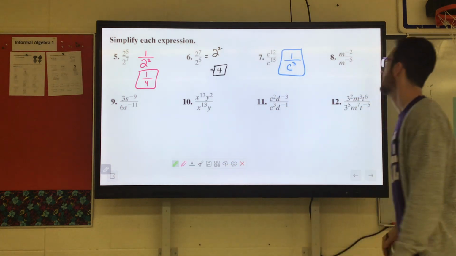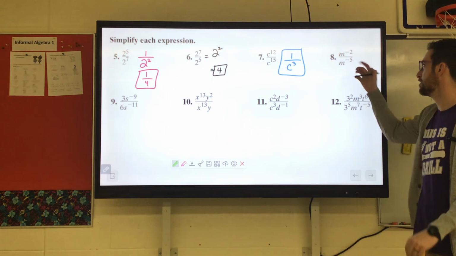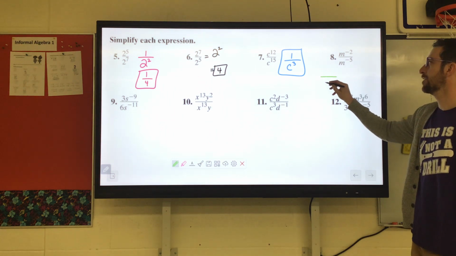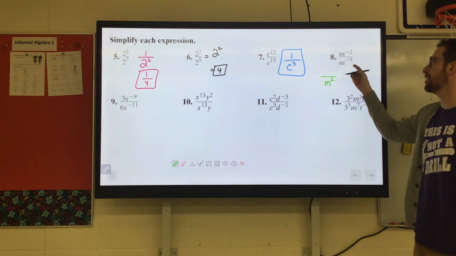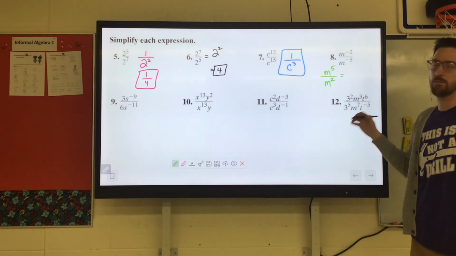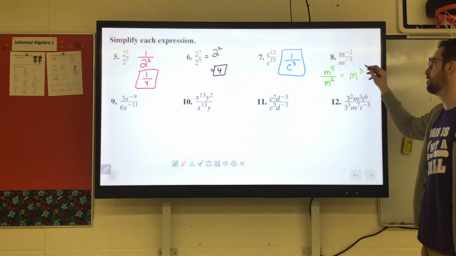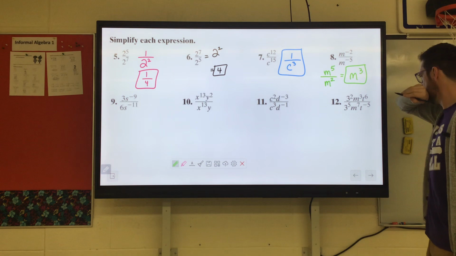All right. Number 8. Feel free to readjust it with positive exponents. This m to the negative second could go to the denominator. This m to the negative 5th could go to the numerator. Now there are more in the numerator. 5 minus 2 is 3. So m to the 3rd.